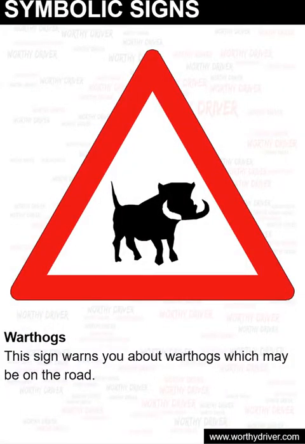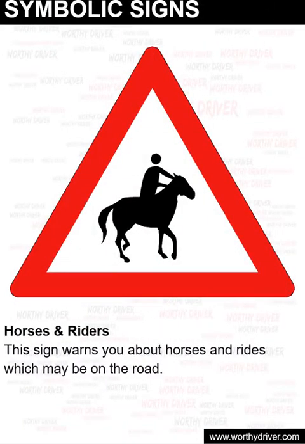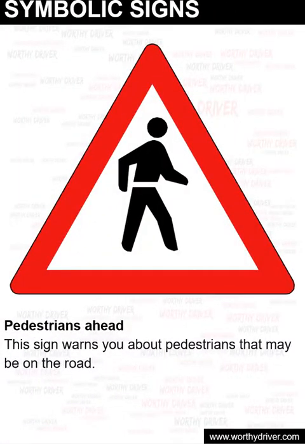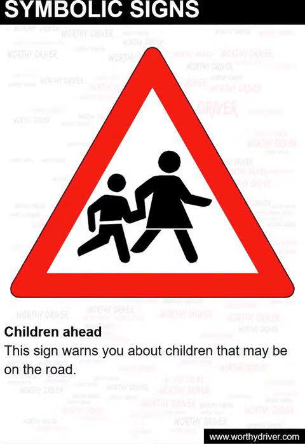Warthogs ahead. This sign warns you about warthogs that may be on the road. Horses and riders ahead. This sign warns you about horses and riders that may be on the road. Pedestrians ahead. This sign warns you about pedestrians that may be on the road. Children ahead. This sign warns you about children that may be on the road.